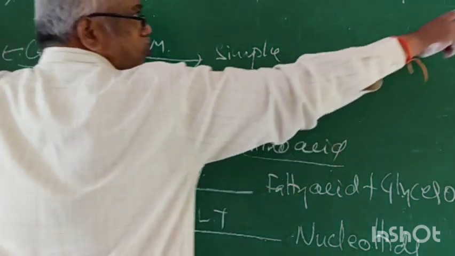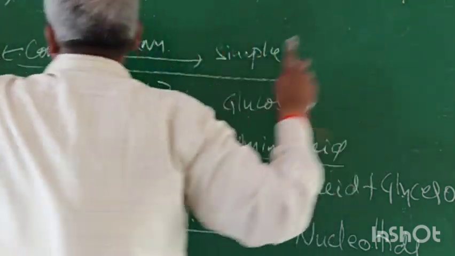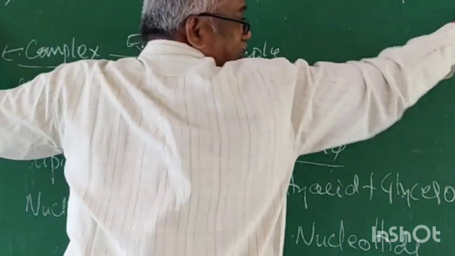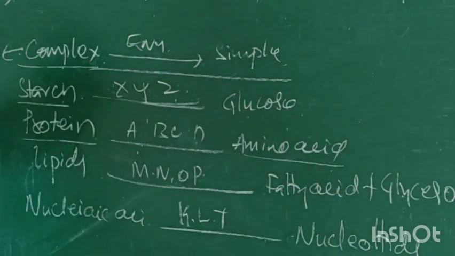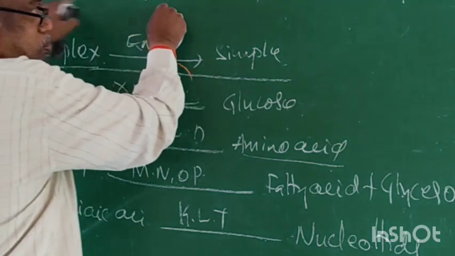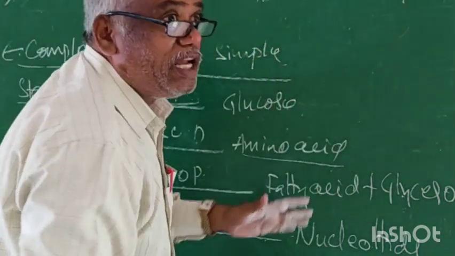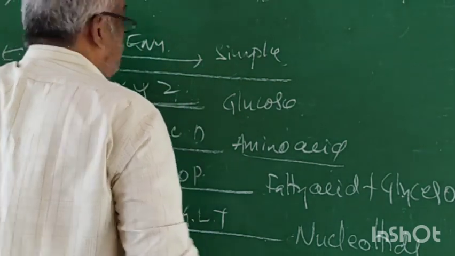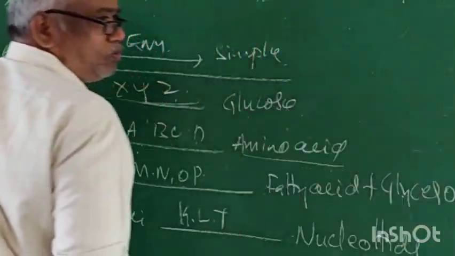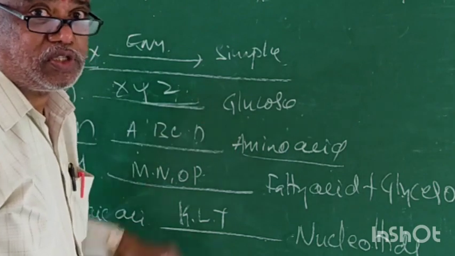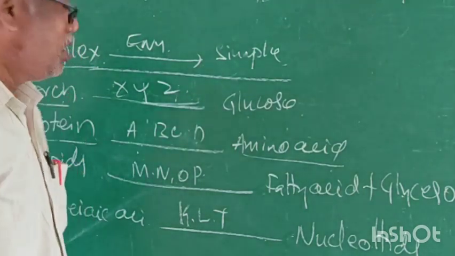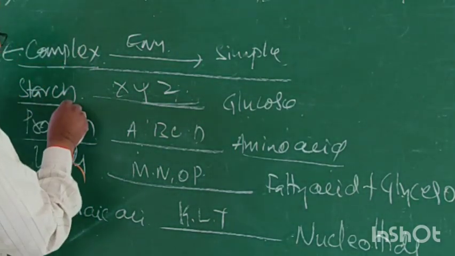Protein. At the end we get the amino acid. But this protein gives amino acid, it is not in a single step. Proteases, peptones, polypeptides and dipeptides are the intermediate forms between complex and simple. Intermediate substances, intermediate forms.